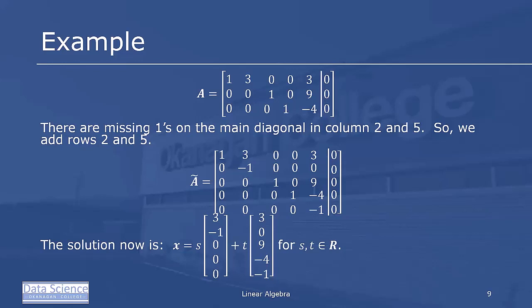So the solution here is given by x equal to s times the vector 3, negative 1, 0, 0, 0, plus t times the vector 3, 0, 9, negative 4, negative 1.